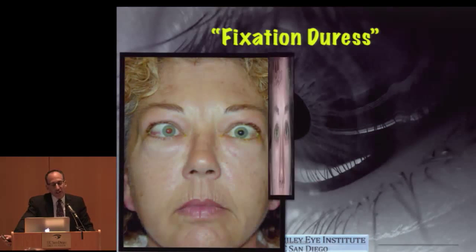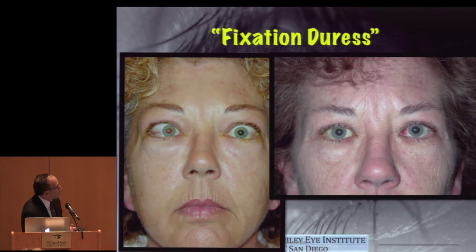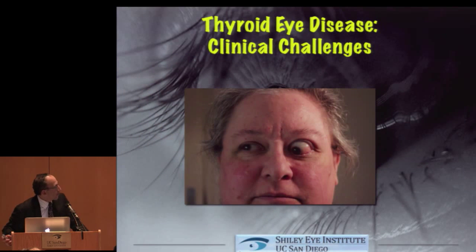We know that the muscles can change the eyelid. These eyelids are popped way open because those lower muscles were stopping the eyes from straightening out. Once I did the eye muscle surgery, the eyelids came down. They didn't need to be operated on. There are challenges that we face, why one eye is involved and not the other.